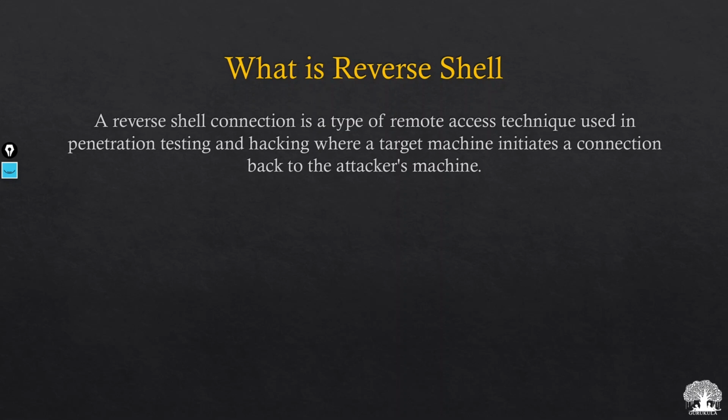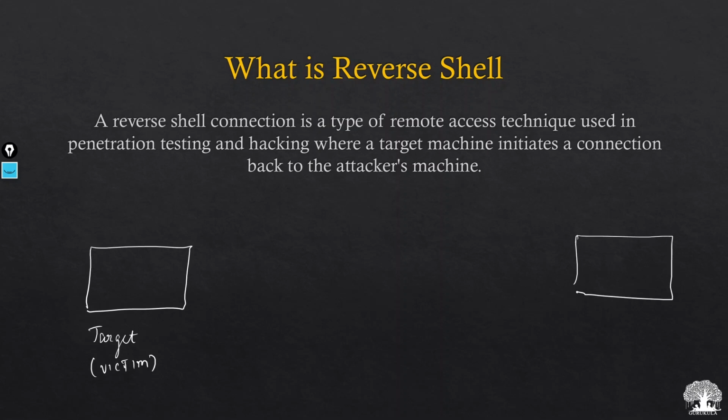Let me put it in a pictorial view so that we can understand it even better. Let us assume that we have a target machine here. When I say target, it is a victim machine which is going to be affected by an attacker, and on the other side we have another machine. This is the attacker. We are expecting our target to establish a connection to the attacker's machine so that the attacker can perform his attack.